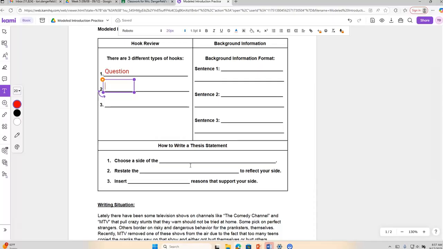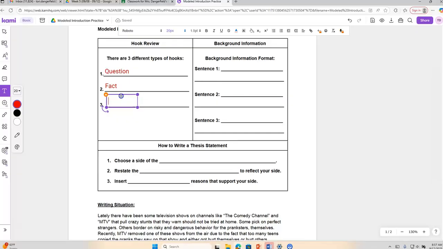You ask a question that's related to the prompt in some way, and it gets your audience thinking about what you are going to be writing about. So question hook is the first type. The second type of hook is a fact hook, a surprising fact. And we know that facts are not something that can just be made up.